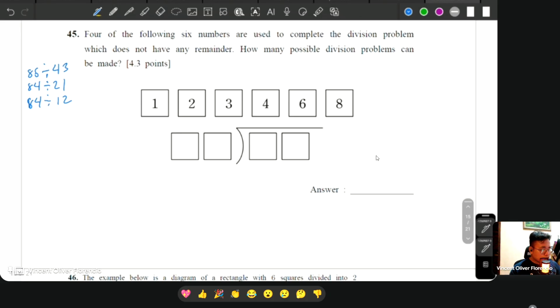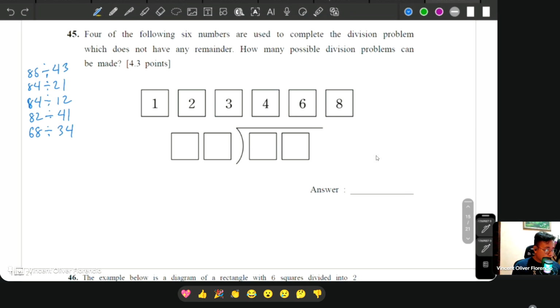Okay? What else with 8? You also have your 82. That is also divisible by what? 41. Okay? Anything else for the line of 8? No more. So we only have 4 there. Next, line of 6. Can we have 68? Yes. Where is 68 divisible to? Of course, 34. We can form 34 here.